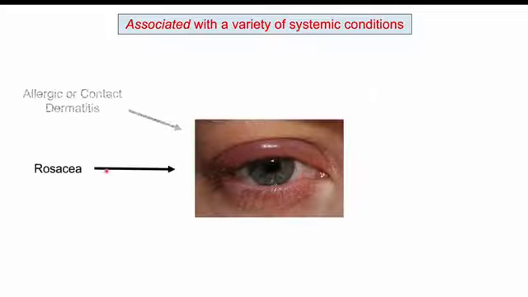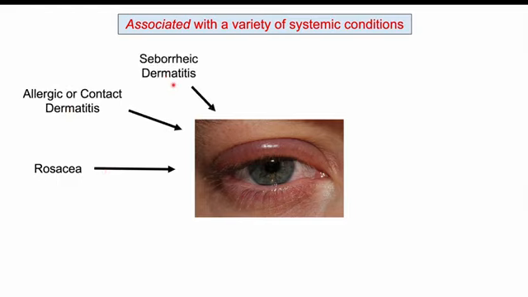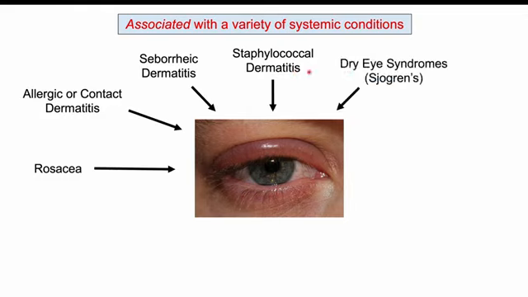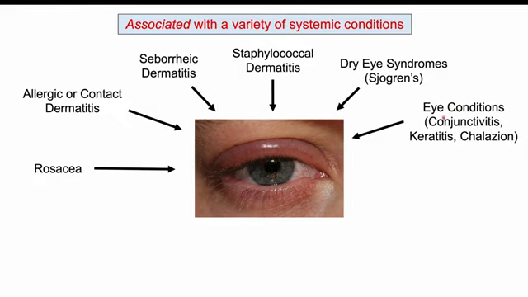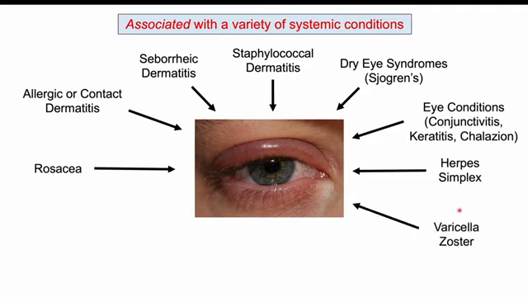So if you have these conditions, you're more likely to suffer from blepharitis. Some of these include rosacea, contact or allergic dermatitis, seborrheic dermatitis, staphylococcal dermatitis, and dry eye syndromes like Sjogren's syndrome. Other eye conditions like conjunctivitis, keratitis, and having a chalazion are all associated with blepharitis as well. Herpes simplex virus infections that cause herpes simplex dermatitis, and varicella zoster virus infections that cause varicella zoster dermatitis.